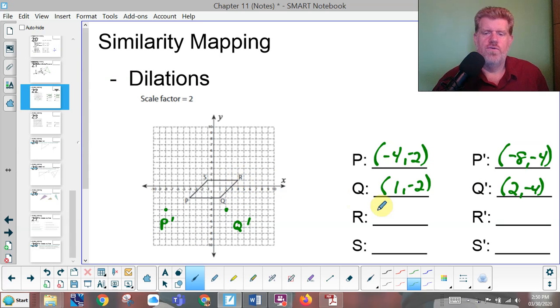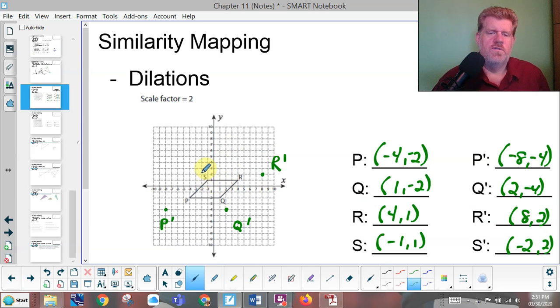R is 4, 1. So if I make it a scale factor of 2, I'm doubling it. 8, 2. 8, 2 is our new R. And S is -1, 1. Double that one, get -2, 2. -2, 2 is our new S.